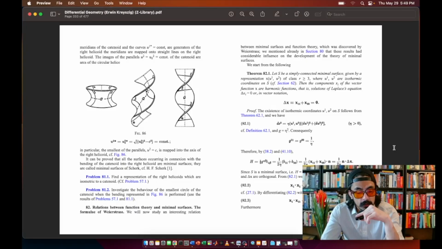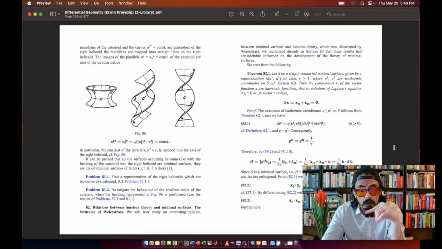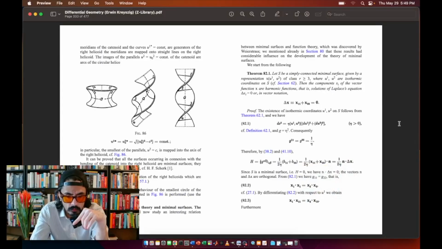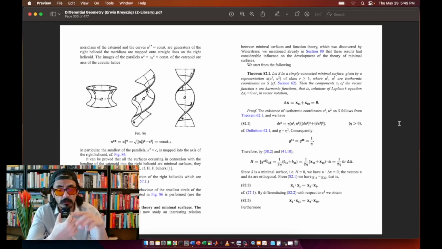Section 82, Relations between Function Theory and Minimal Surfaces, the Formulae of Weierstrass. We will now study an interesting relation between minimal surfaces and function theory, which was discovered by Weierstrass. We mentioned already in section 80 that these results had considerable influence on the development of the theory of minimal surfaces. We start from the following, Theorem 82.1.